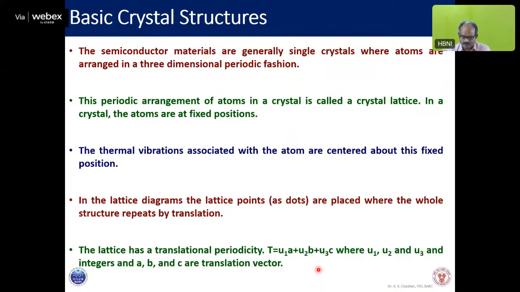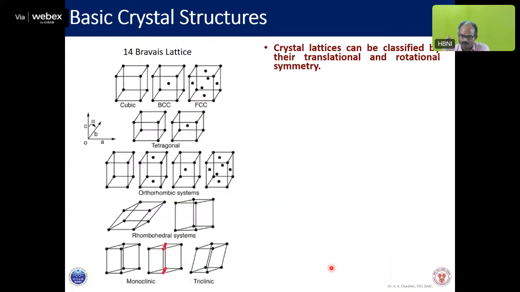Similarly in three dimensions. If I move by a certain integer a, then any integer b, then another integer c, I will get exactly the same lattice points. This is the property of an ideal lattice. So I apply a translation vector, and there are certain symmetries like translational and rotational symmetries.